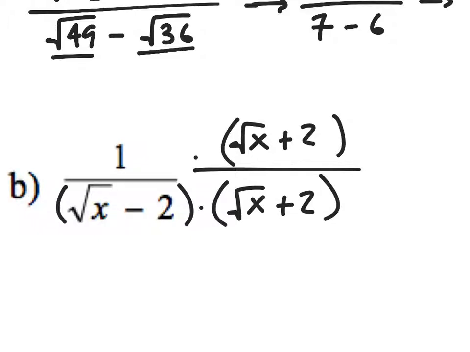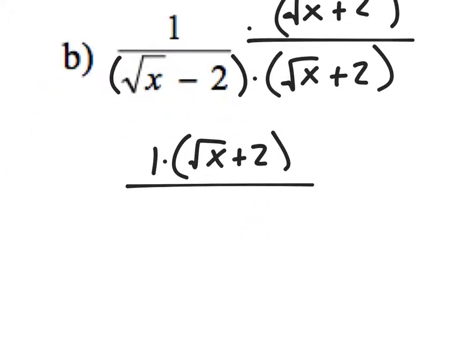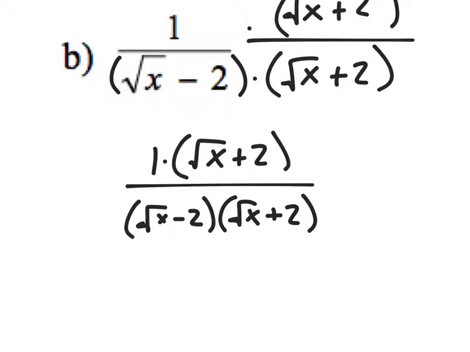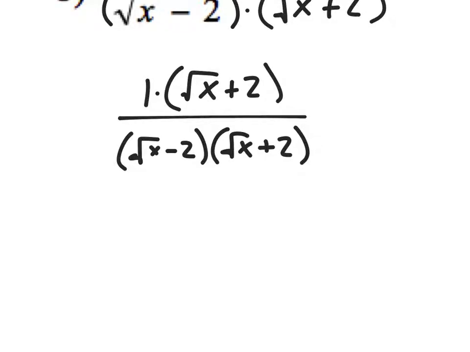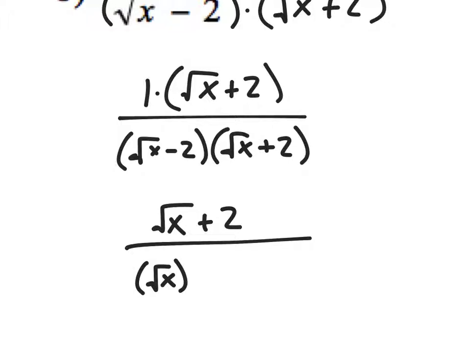So up top, I've just got 1 times the square root of x plus 2, and on the bottom, I've got the square root of x minus 2 times the square root of x plus 2. If you want to multiply all that stuff out together, you can, but let's just use what we know. Up top, that times 1 is just itself, so square root of x plus 2 over the first term, square root of x squared, minus the last term, which is 2 squared.